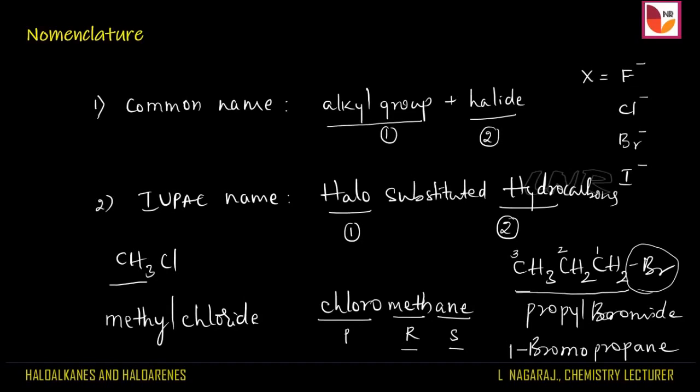In the common system, first write the name of the alkyl group, then write the name of the halogen. In the IUPAC system, first write the name of the halogen, then write the substituted hydrocarbon.